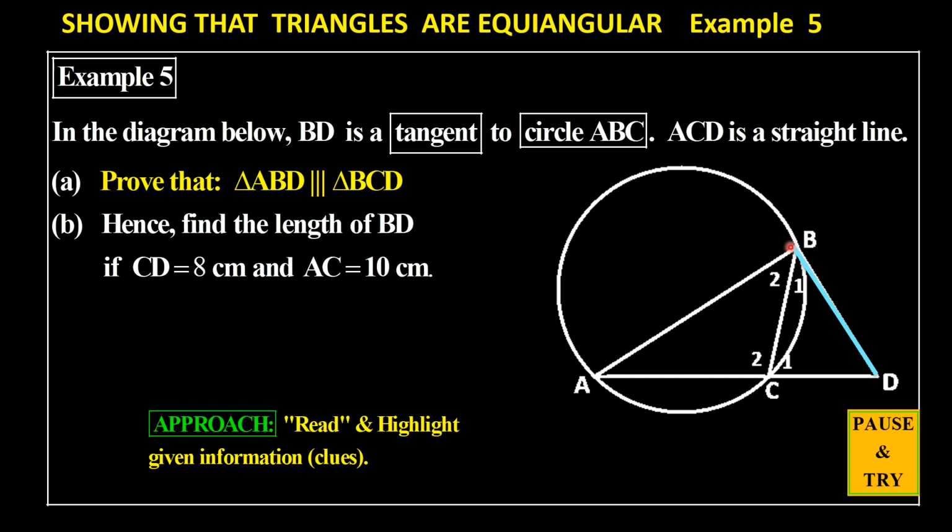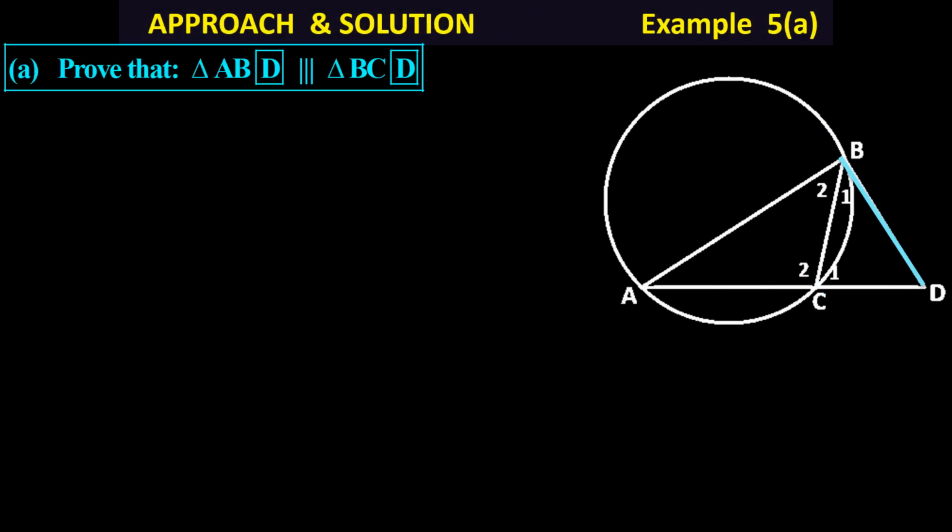You've got a circle. ACD is a straight line, and BD is a tangent. Especially with tangents, I recommend that you highlight them. Now let's look at the solution.